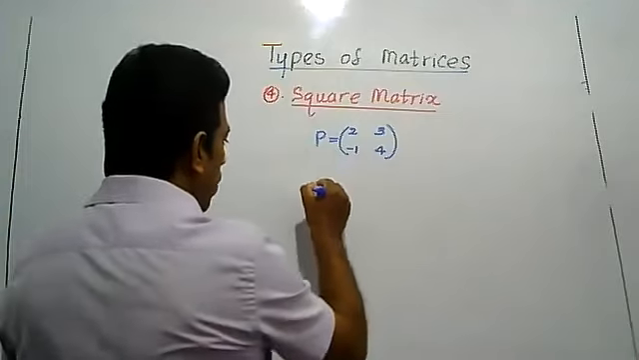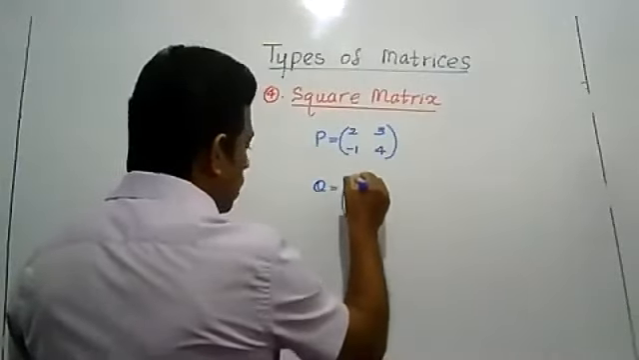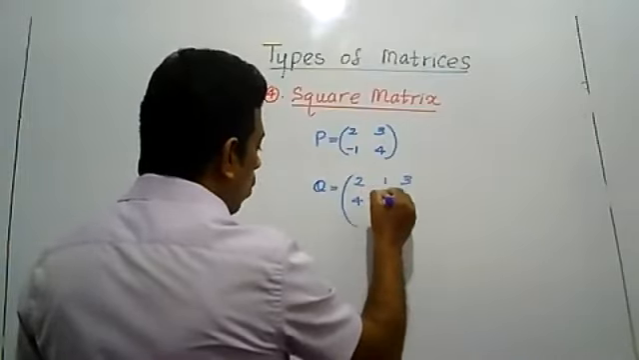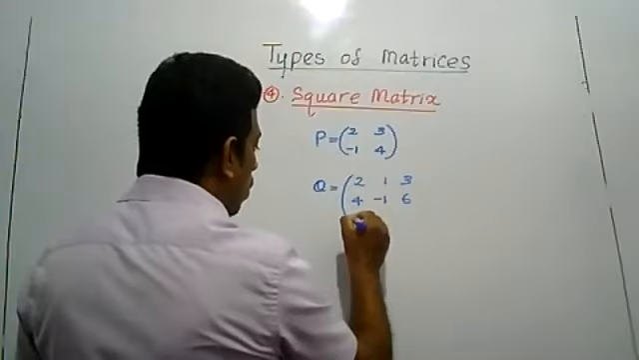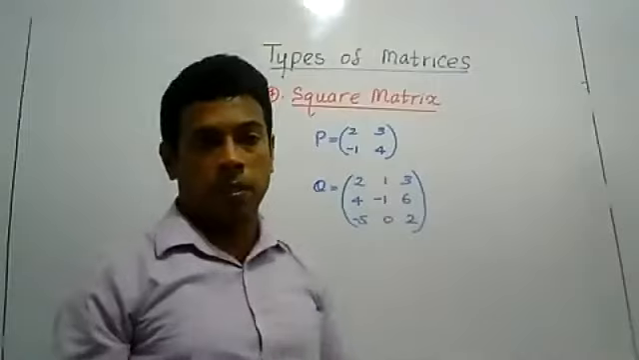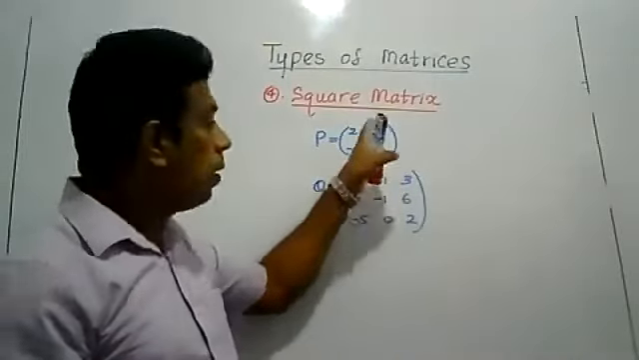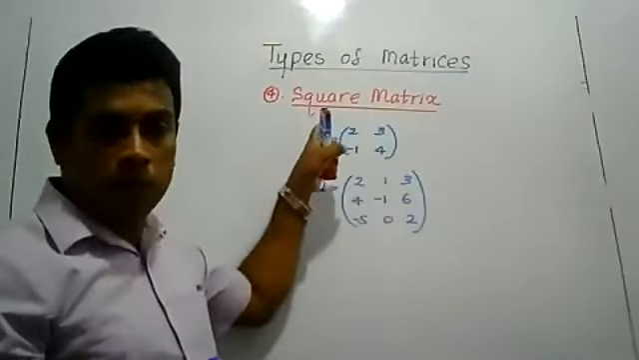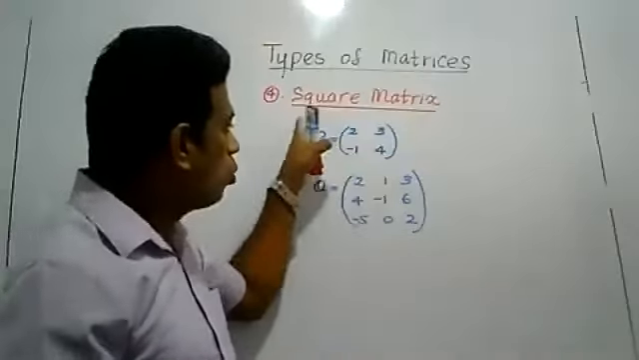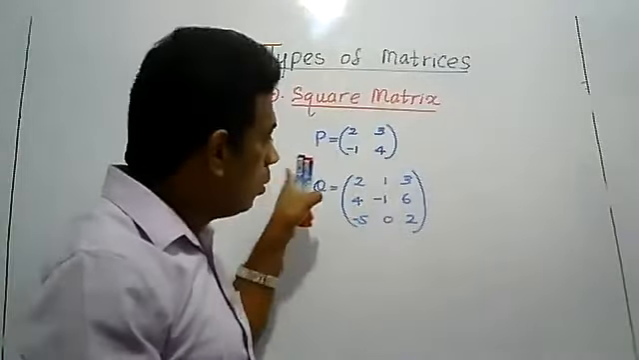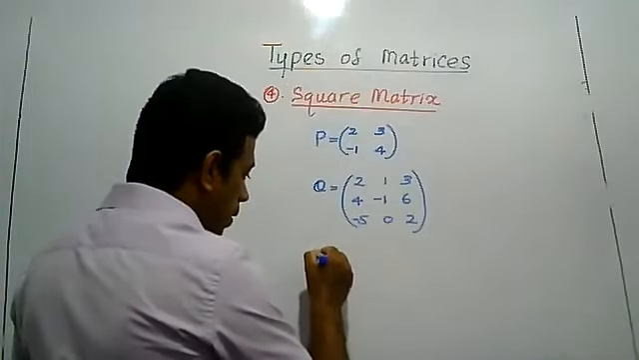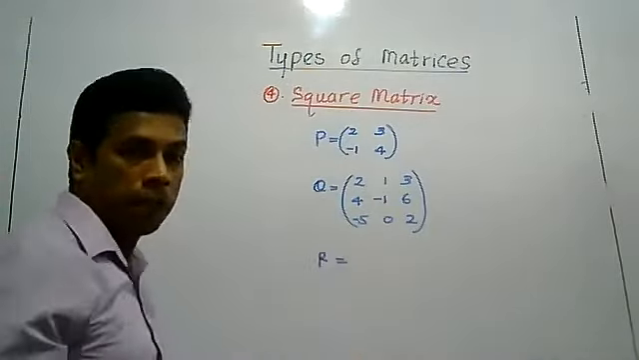The second square matrix: 2, 1, 3, 4, minus 1, 6, minus 5, 0, 2. That is also a square matrix. Not difficult to identify or understand. Square matrix means the number of rows and columns of the matrix should be equal. 2 rows, 2 columns. 3 rows, 3 columns. I told you I will give you 3 examples first of these types of matrices.